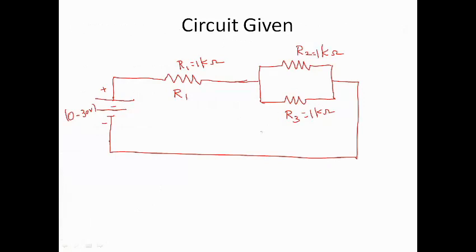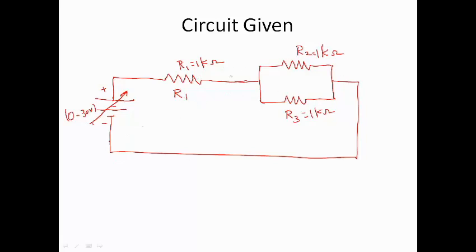So for this circuit, I need to verify both KVL and KCL. And here 0 to 30 stands for you can vary the voltage between 0 volt and 30 volt. So this is a variable voltage. You can vary the source voltage and verify the KVL and KCL. Okay, you have the resistances R1, R2 and R3.